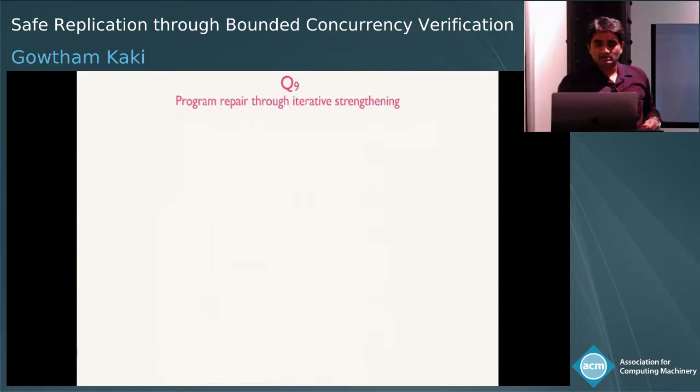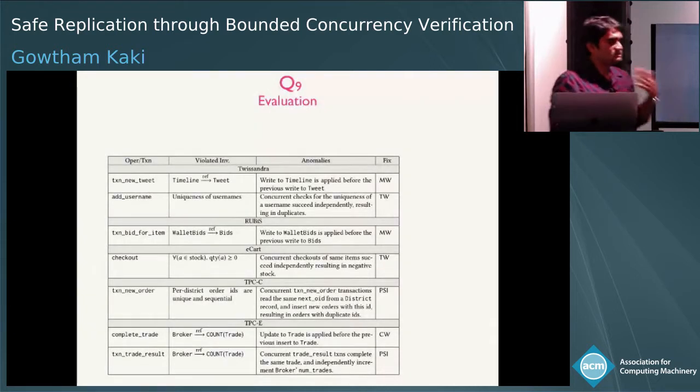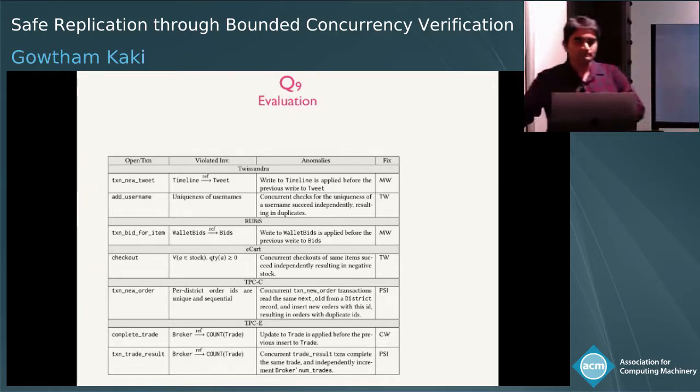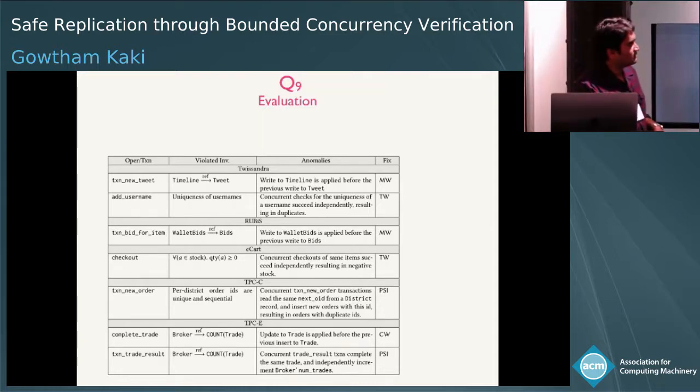All right. So moving to the evaluation: Q9 is the tool in which we have implemented this approach. To evaluate Q9, we chose a set of database applications, benchmarks and standard applications, and tried to port them to the weakly consistent, or weakly replicated, setting. These include standard applications such as RUBiS and Cassandra and so on, and also the standard database benchmarks I talked about previously, TPC-C and TPC-E.